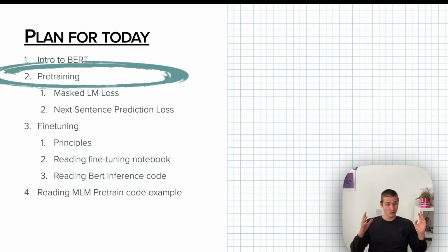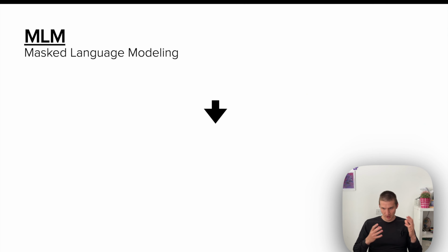Now let's talk about how you pre-train BERT. In GPT-1 and GPT-2, we had next token prediction, which is the language modeling task. That is the thing that allows the model to train on a huge bunch of text and get some useful knowledge out of it. Now with bidirectional attention, we can't really do that. We can't predict the next token. So what we can do instead is the so-called masked language modeling.